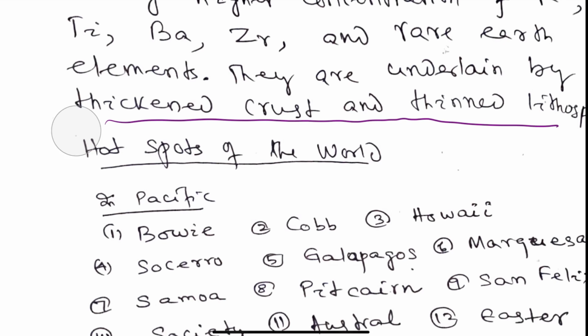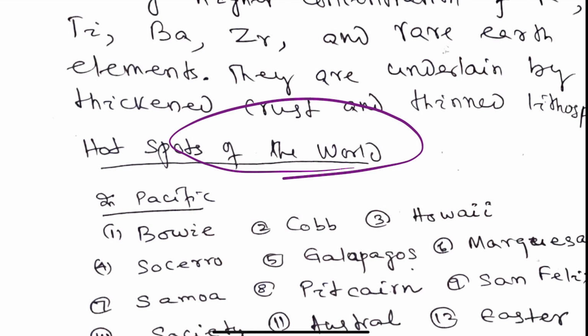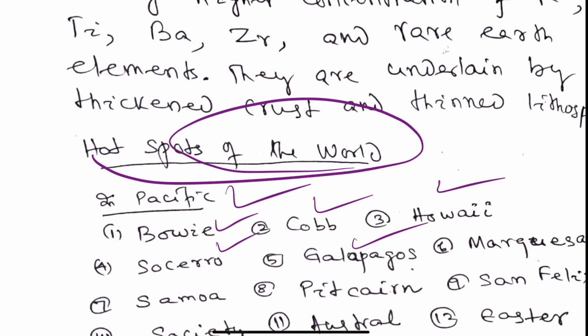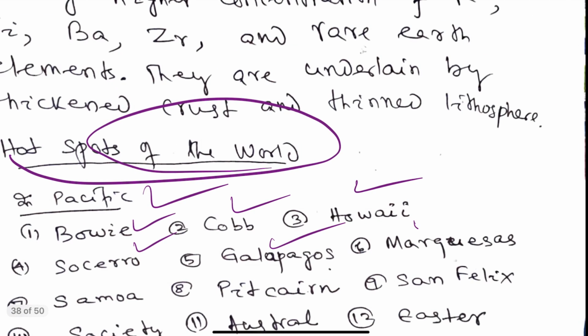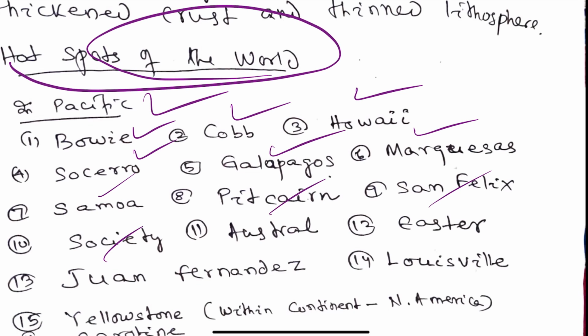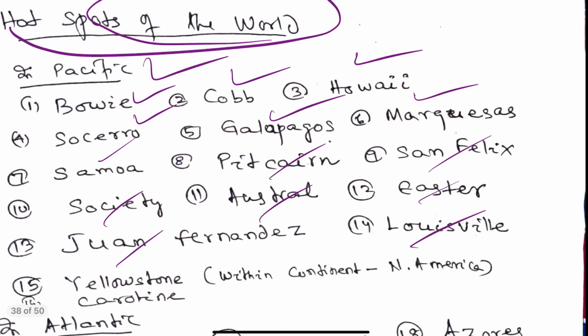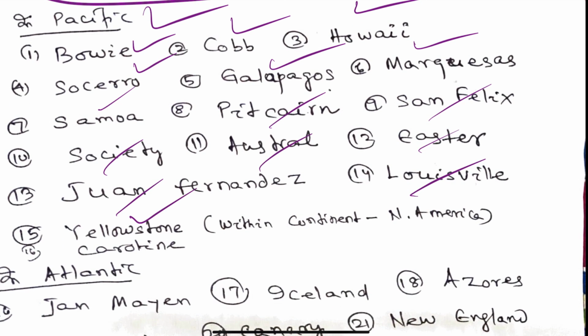So let us see what the hotspots of the world are. These are some of the hotspots of the world. In the Pacific Ocean we have Bowie, Cobb, Hawaii, Cicero, Galapagos, Marquesas, Samoa, Pitcairn, San Felix, Society, Austral, Easter, Juan Fernandez, Louisville, Yellowstone, which is found within the continent in North America, and Caroline. So these are the hotspots found in the Pacific Ocean.